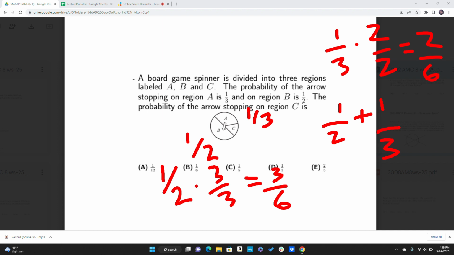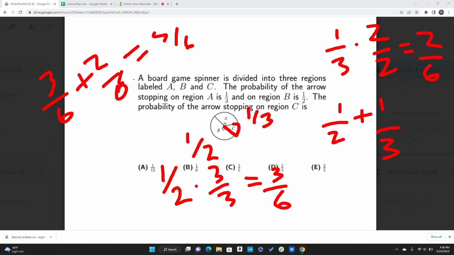All right, so now we have 3 over 6 plus 2 over 6. And that equals 5 over 6. So that means that 5/6 of the circle is accounted for. How much of the circle isn't accounted for? That would be how much of the circle is region C? Well, the entire circle is 6/6. So minus the 5/6 that we already have, that is 1/6 of the circle left over.